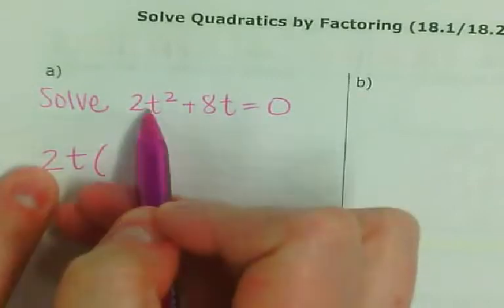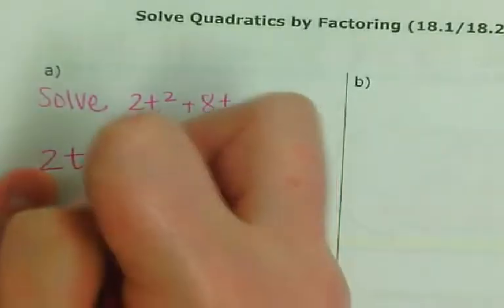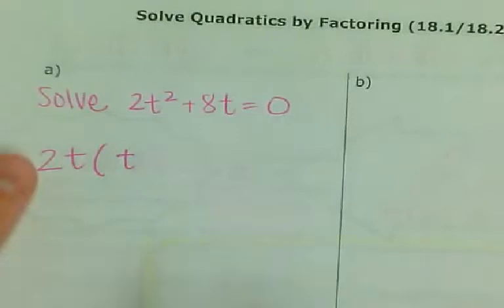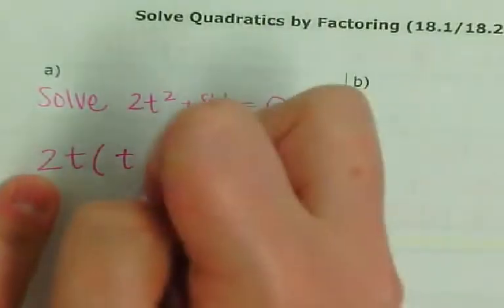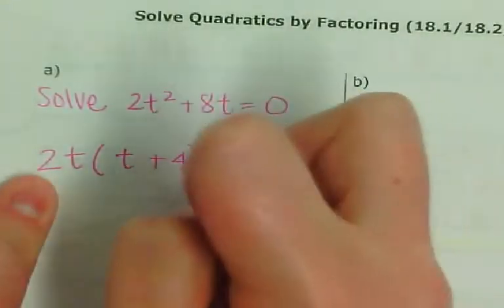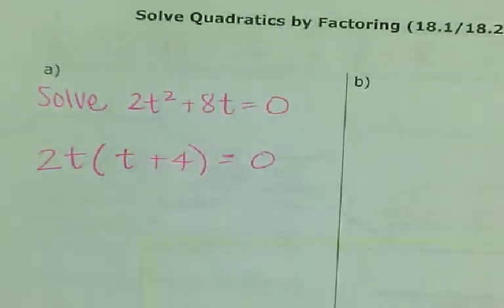So 2t times what would be 2t squared? Well, it's just t. And then 2t times what is 8t? It is 4. And you bring down the equal sign and the 0.